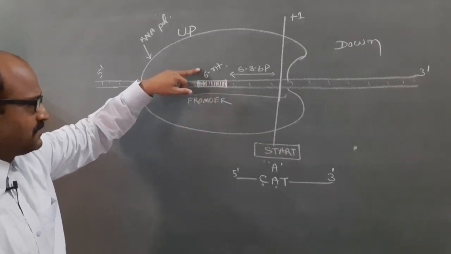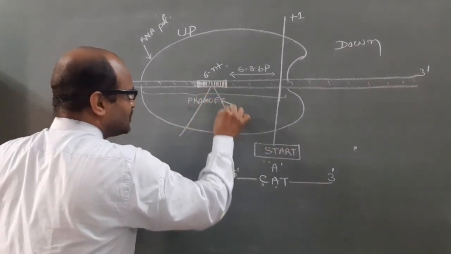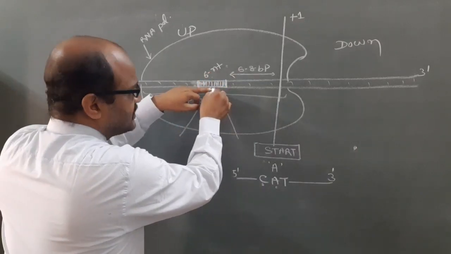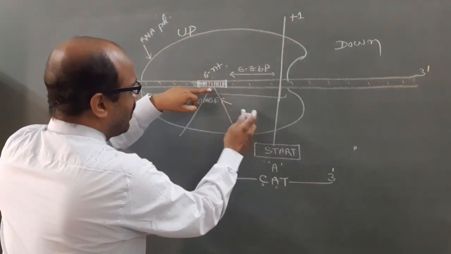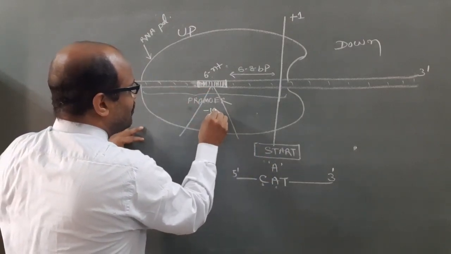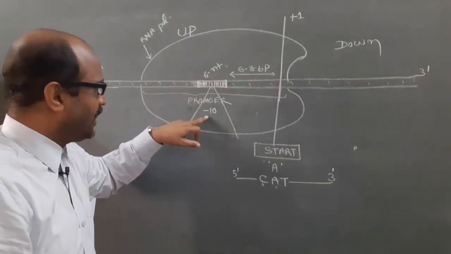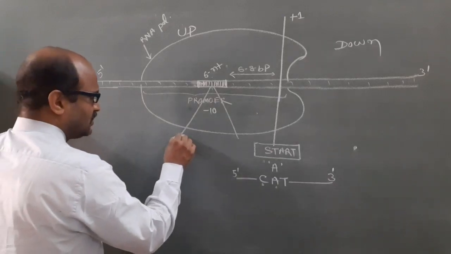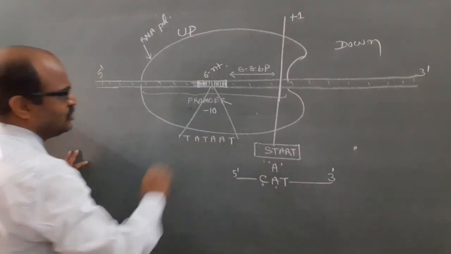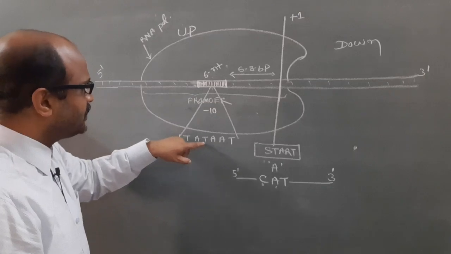the hexameric region. This hexameric region is always centered about 10 base pairs from the start point, that's why it is known as the -10 region, and the sequence is known as the -10 element. Here the sequence is TATAAT, so there is a repetition of T and A: thymine, adenine, thymine, adenine.